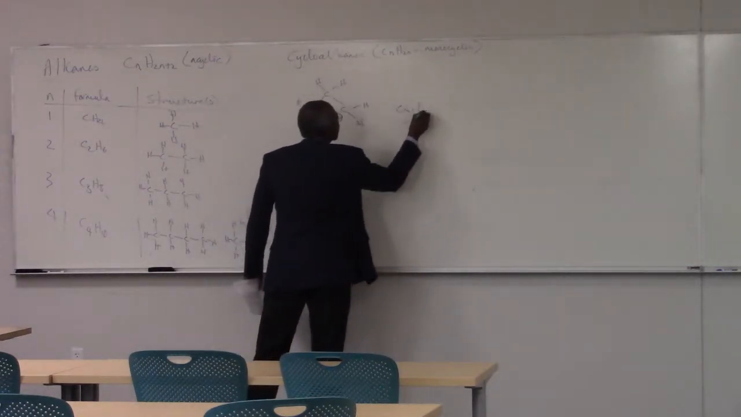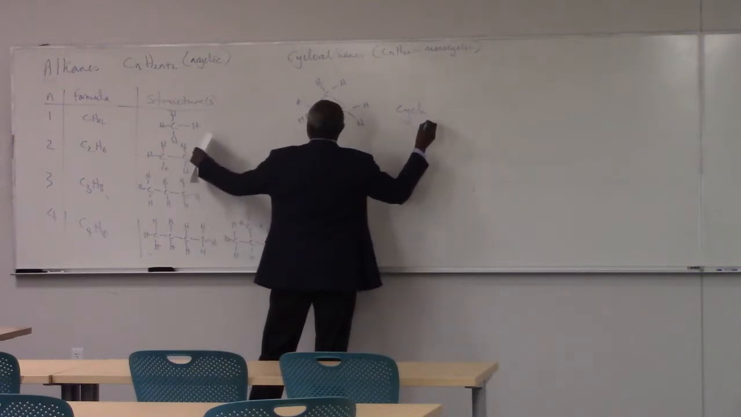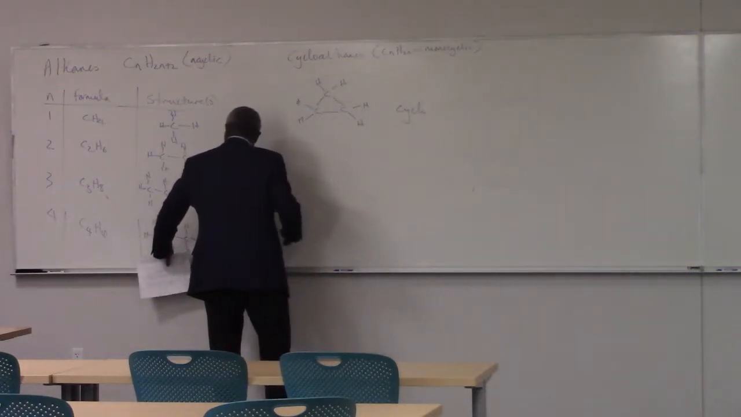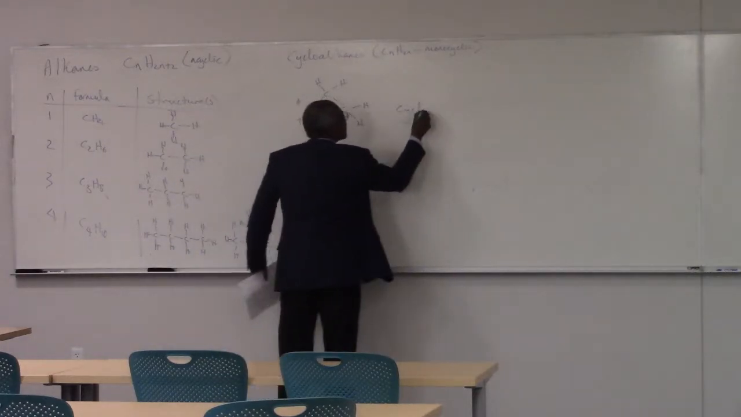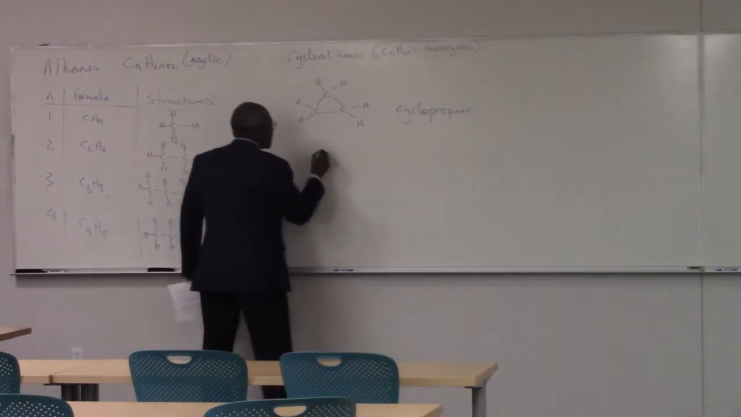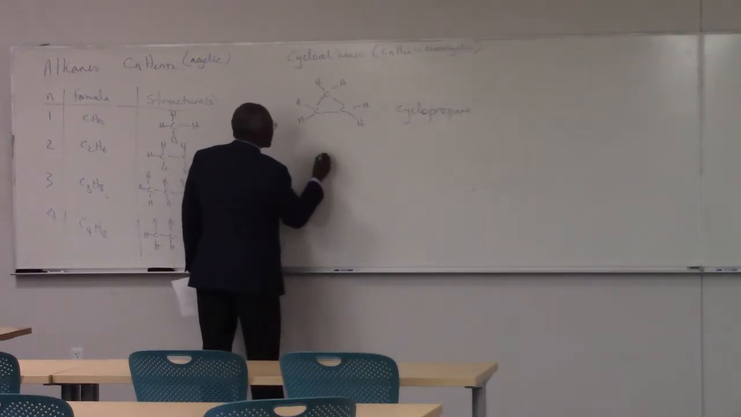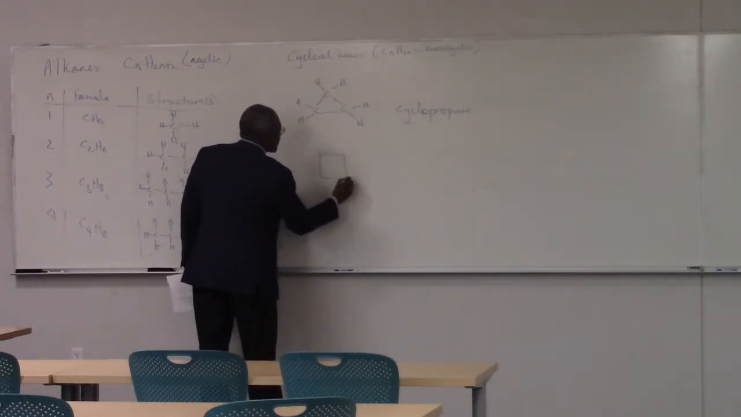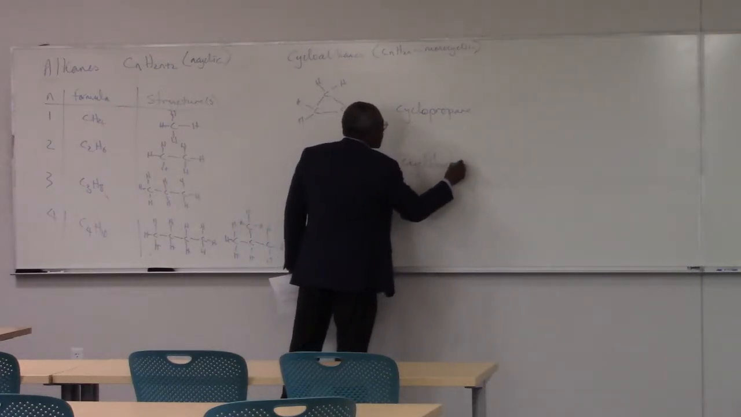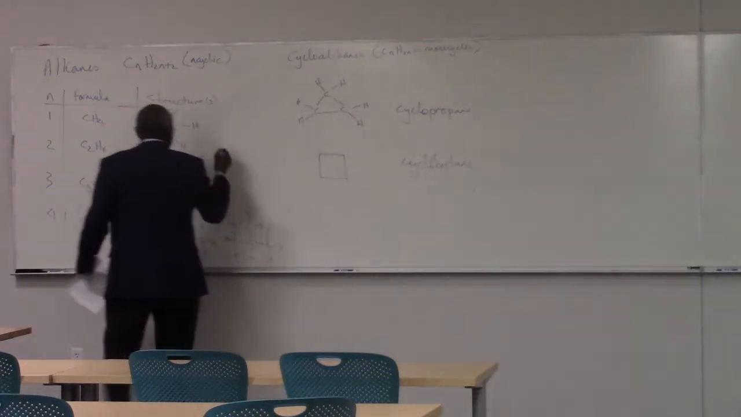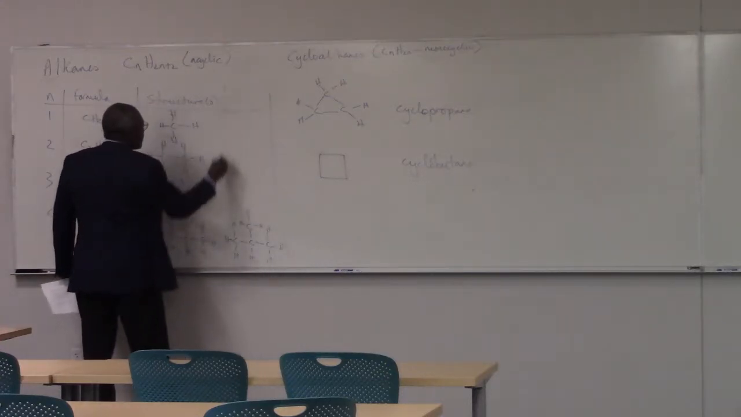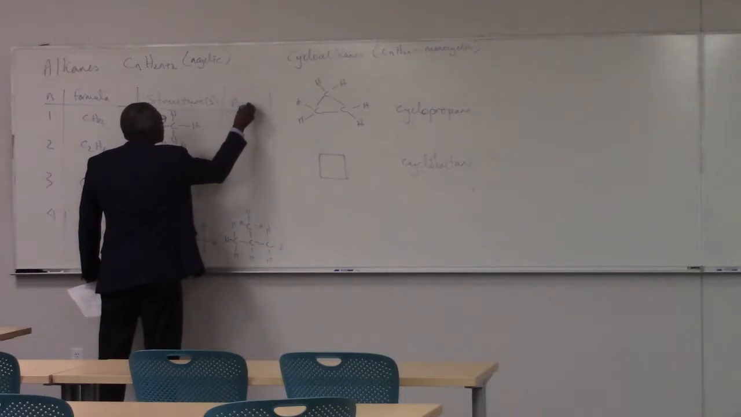So this is called cyclopropane. Oh, I didn't put the names here. Well, might as well. This is called cyclopropane. And this one, which is 4 carbons, is called cyclobutane.